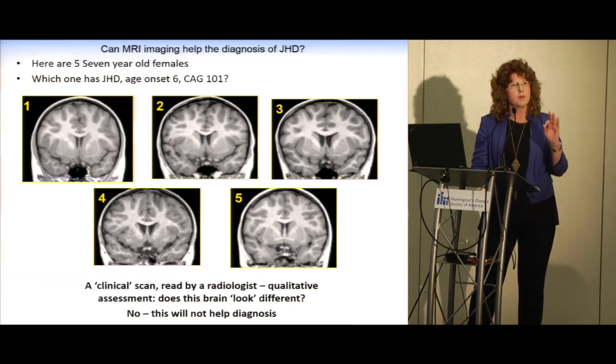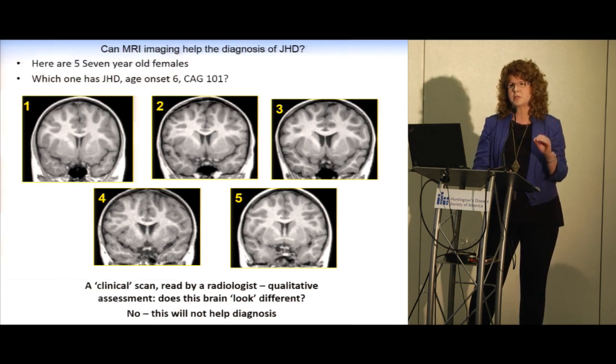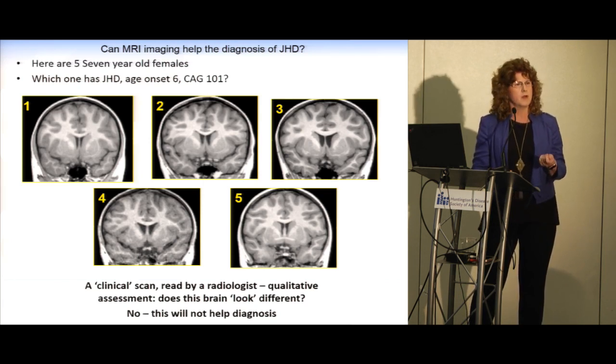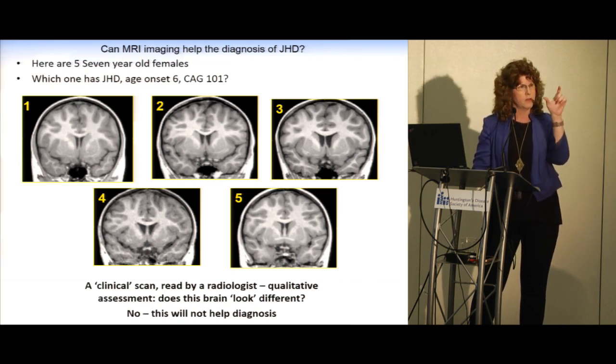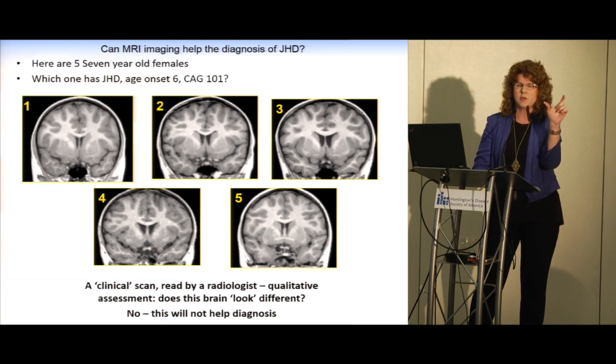So one really important distinction is that when you go to a doctor and get an MRI scan, it's read by a radiologist, and it's what we call qualitative assessment. They look at it, and based on their visual interpretation, they'll say that's an abnormal brain or a normal brain. Okay?